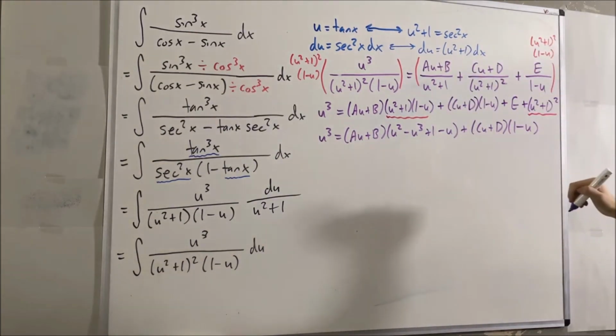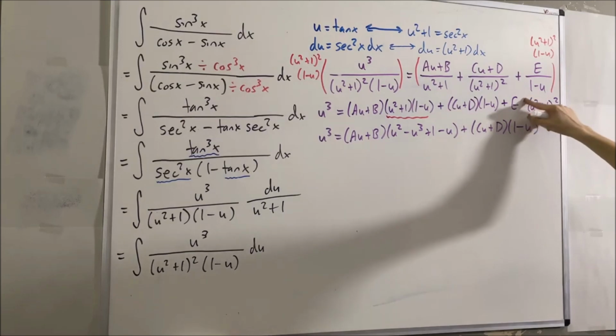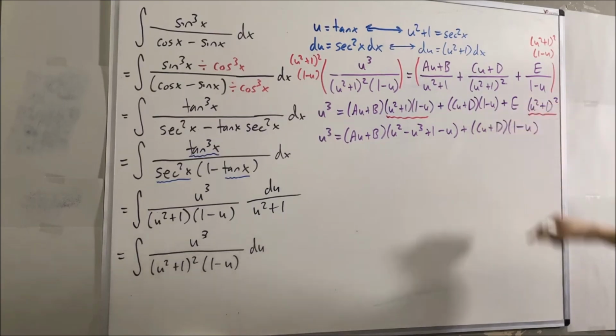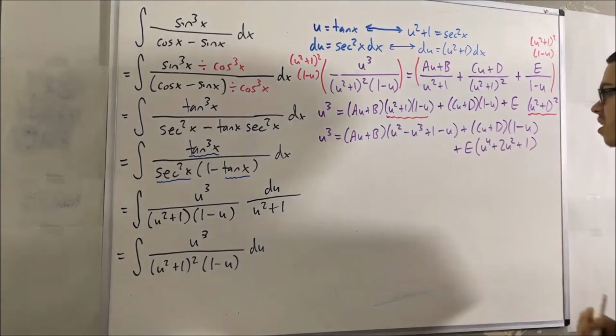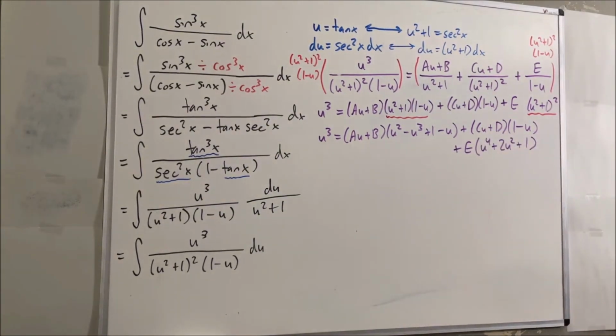Oh, I realized I made a mistake. I said plus E plus. Well, this should be a... no, there should not be a plus sign though. This is multiplication. And so this is what we are left with at this point.